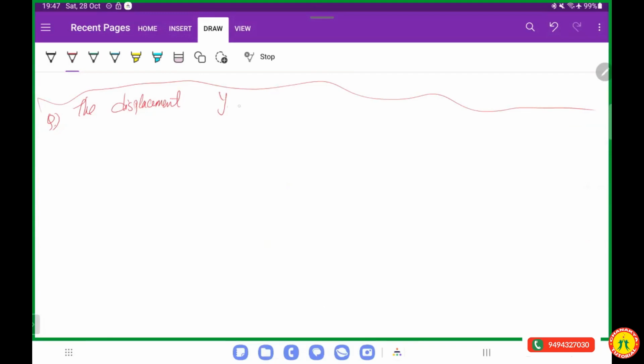Displacement y in centimeter produced by a wave is given by y equals 10 by x. No, I'm sorry, 10 by pi sine 2000 pi t minus pi x by 17.